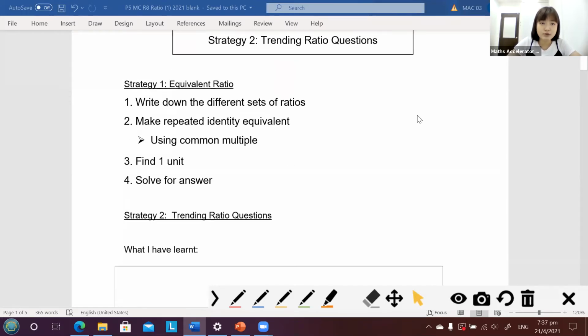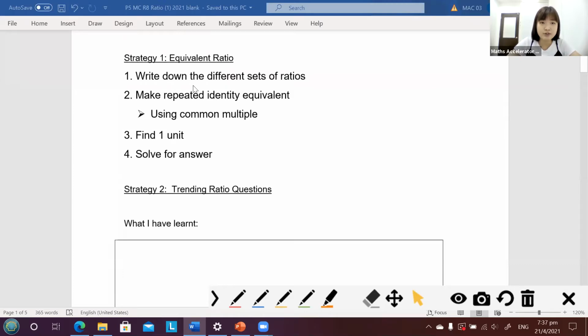So what are the steps to doing equivalent ratio? These are just some steps you can follow. First, you write down the different sets of ratio, which means according to the question, you write it down on your worksheet. Then you make the repeated identity equivalent. Equivalent just means make it equal. How to make it equal? Use your common multiple. Step 3, find one unit. And step 4, you can solve for the answer.